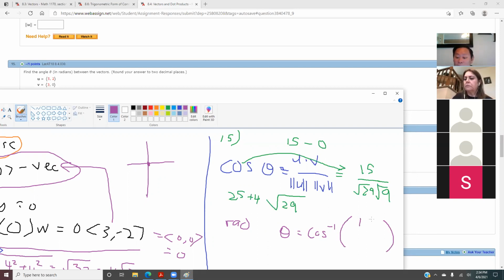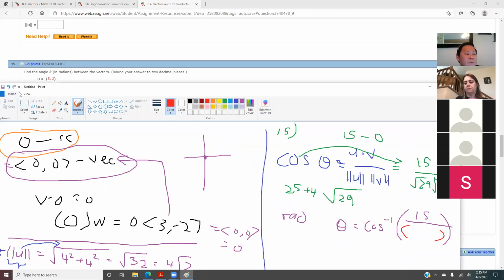Parenthesis 15 over, followed by another parenthesis. This is the one that a lot of students make a mistake on, they forget to put an extra parenthesis. You know what? You do not need to. Let's erase that extra parenthesis. So we do not need that fellow.